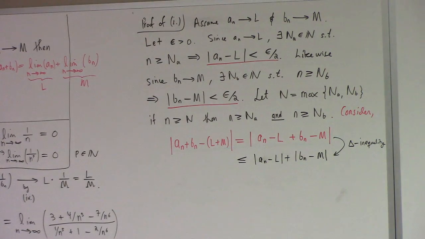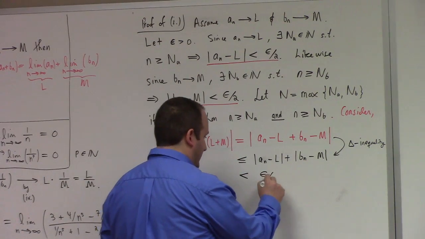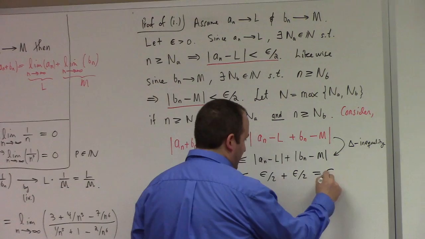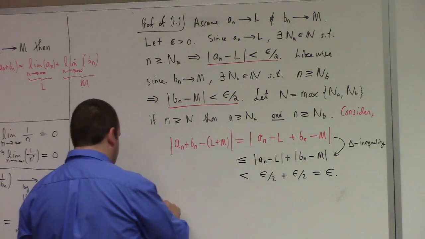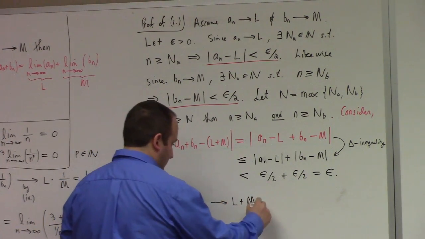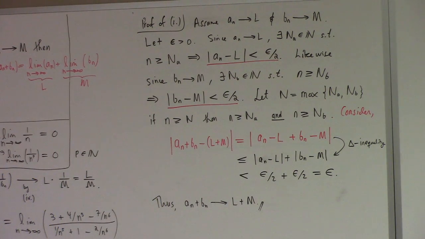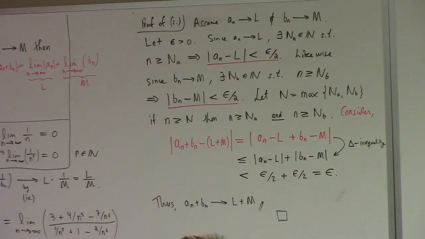Then what? It's less than epsilon over 2 plus epsilon over 2, which is, in fact, epsilon. Hence, thus, a sub n plus b sub n goes to L plus M. I tend to write this to say I'm done with the proof. Your textbook likes to write these little boxes. Other people write QED. I just can't do it. Exclamation point. But then when I'm proving something about a factorial, it will be very confusing. So I can't do it.